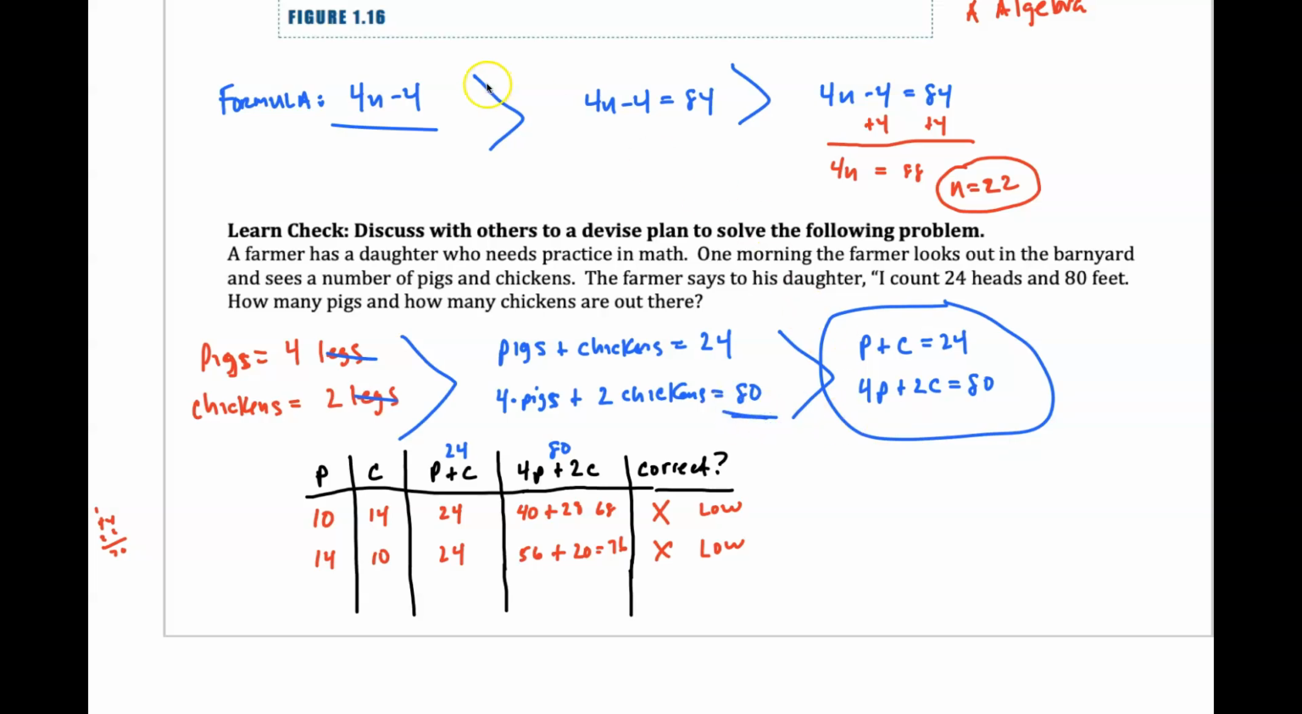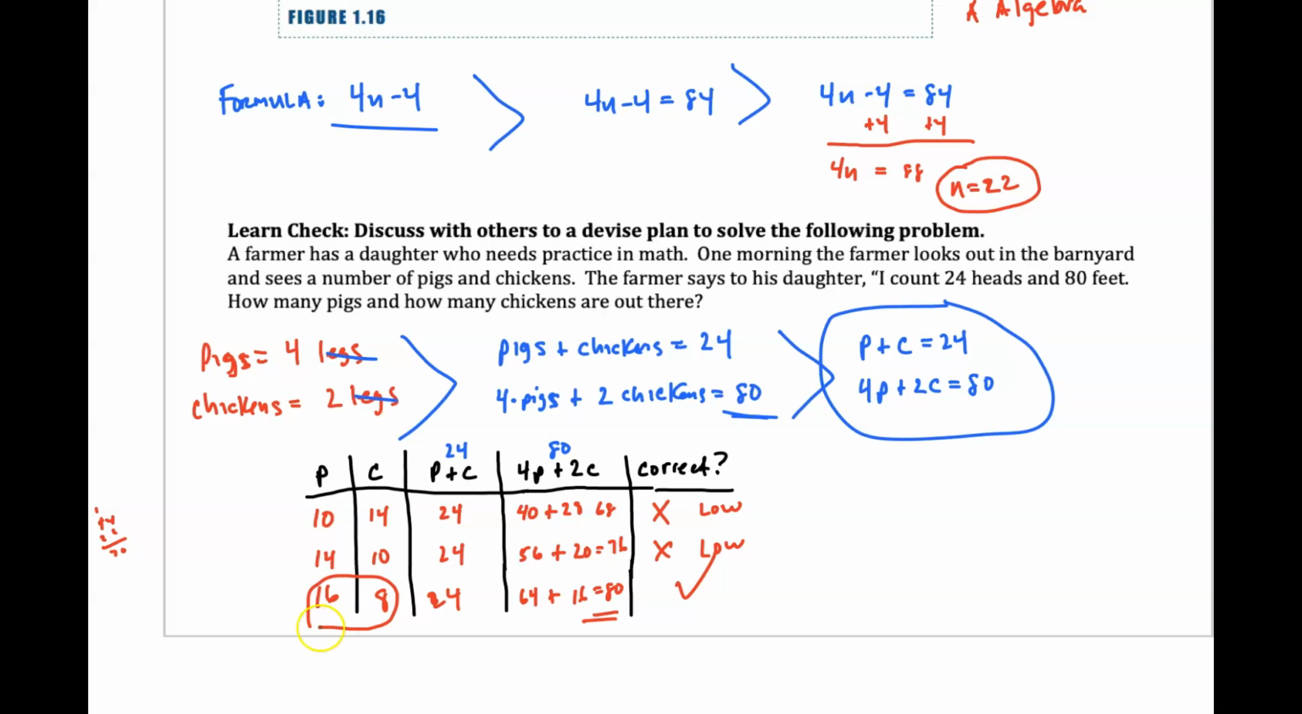So a guess we could put in here is to try 16 pigs, which would give us 8 chickens. I know that is equal to 24 when you add that. 16 times 4 is 64, and then 2 times 8 is 16. So that equals 80 feet, and that's perfect. That's our answer: how many pigs and chickens? We would have 16 and 8.